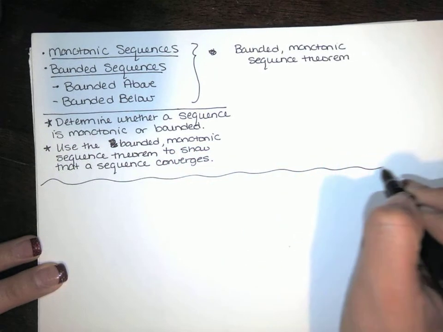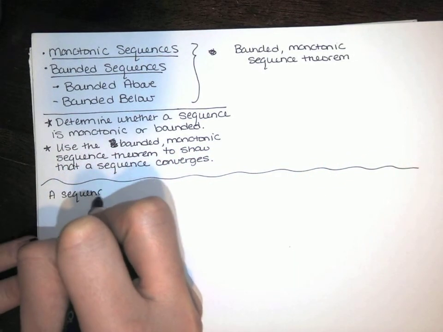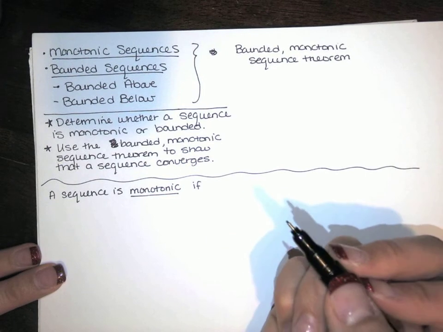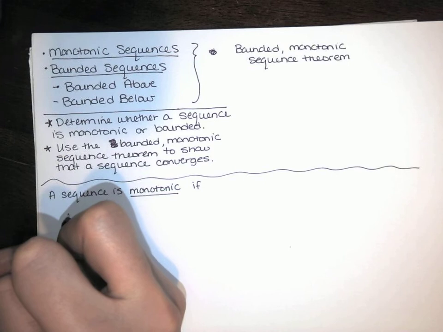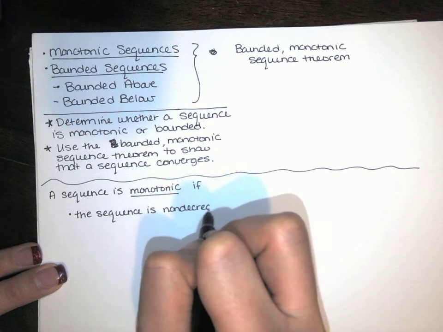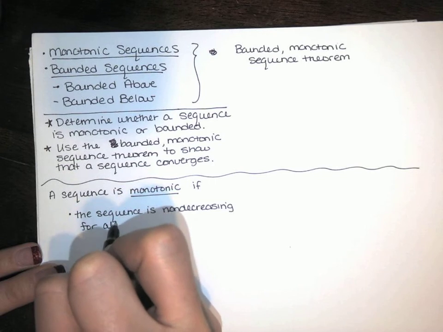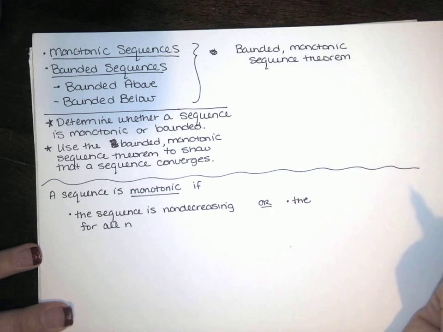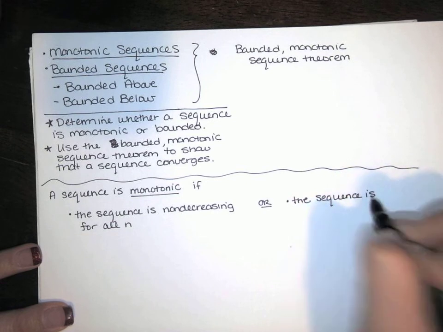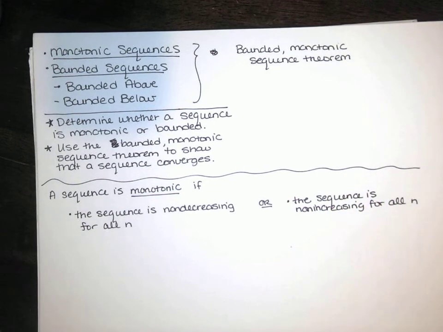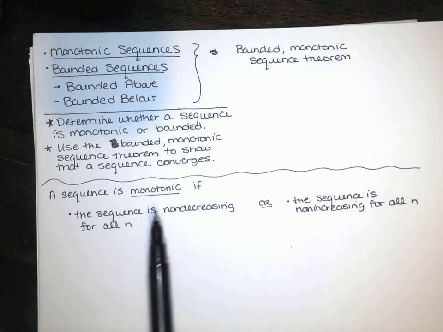We say that a sequence is monotonic if the following is true. If the sequence is non-decreasing for all n, or if the sequence is non-increasing for all n. And you might be thinking to yourself, why use the word non-decreasing? Why not just say increasing? Or why use the word non-increasing? Why not just say decreasing?